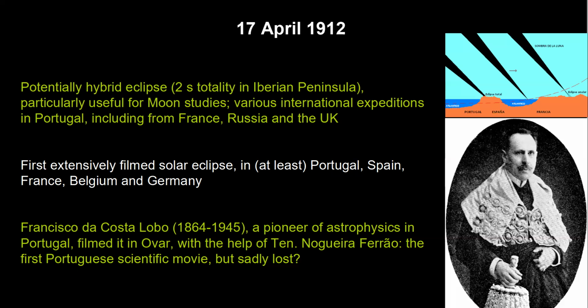This eclipse also was filmed extensively. So we're talking 12 years after the movie I've just shown you. It's known to have been filmed at least in Portugal, Spain, France, Belgium, and Germany. And another curiosity relating to Portugal is that the person you see in the photo, an astronomer called Francisco Costa Lobo, was an astronomer in Coimbra, and he was one of the pioneers of astrophysics in Portugal. He's known to have filmed the eclipse with the help of a military man called Tenente Ferrão, who was an amateur photographer and cinematographer. And this is known and reported by many people to be the first scientific movie ever made in Portugal.